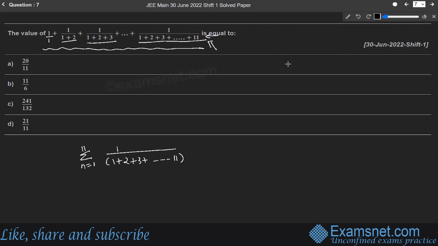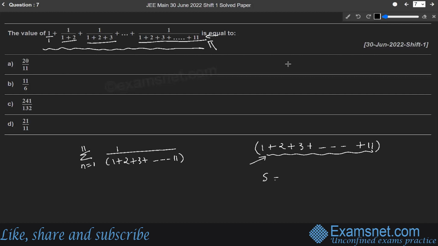Again, the numerator is 1 here. Now, if we look at the denominator, what is the denominator? 1 plus 2 plus 3 plus so on up to 11. The denominator is basically the sum of some natural numbers, and the natural numbers are from 1 to 11. So this is basically a series which is indicating the sum of n natural numbers. It is the sum of 11 natural numbers. So we have to use a formula here. The formula is to calculate the sum of n natural numbers. Here we have 11 natural numbers.